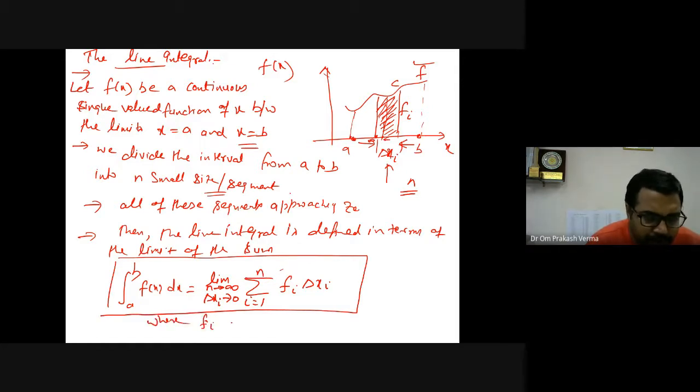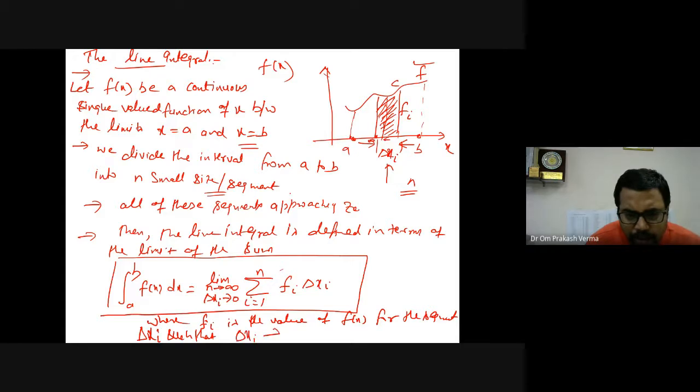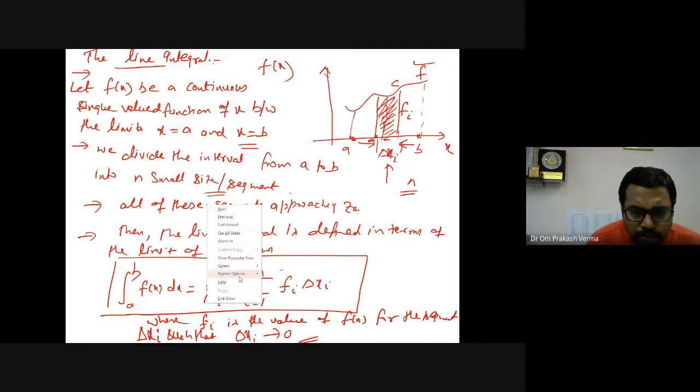Where fi is the value of f(x) for the segment delta xi, such that delta xi tends to zero. Any doubt? Does anyone have a doubt? No? Can we proceed further? Yes, sir. Okay.